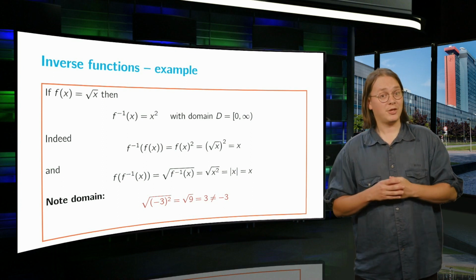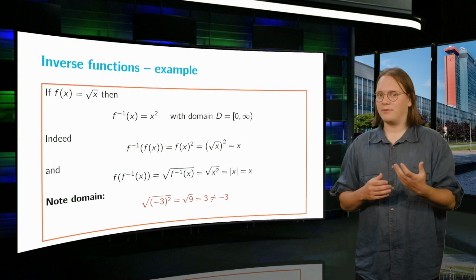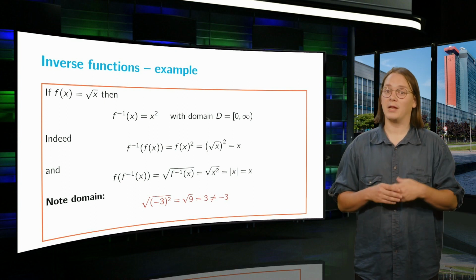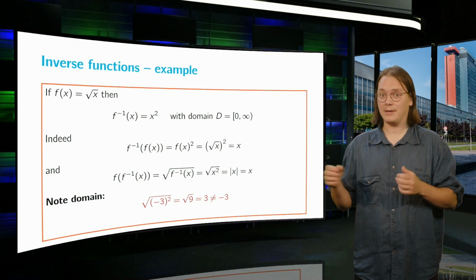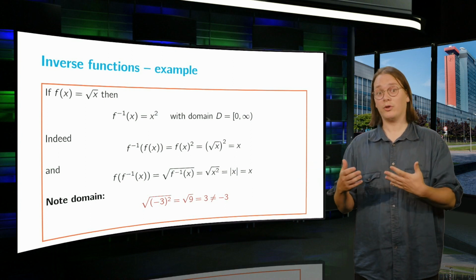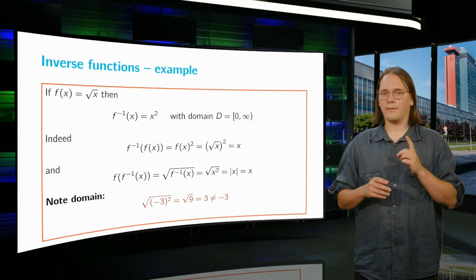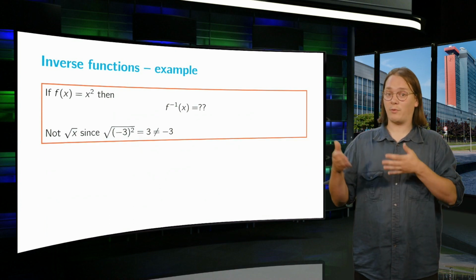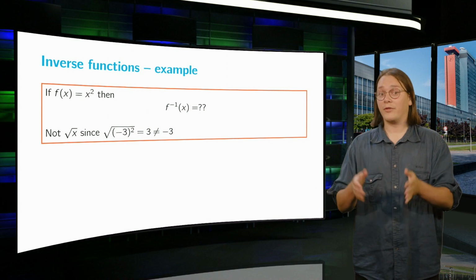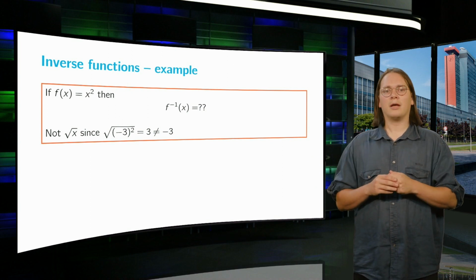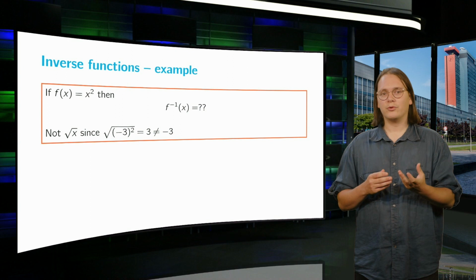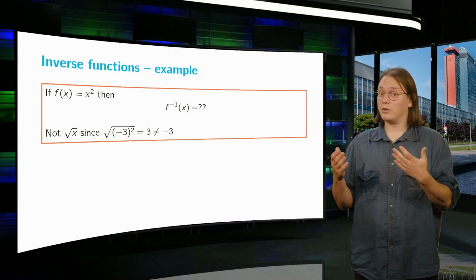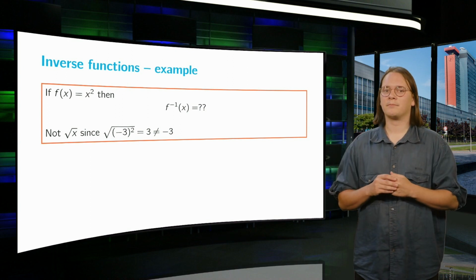This leads to an interesting question, however. Suppose we consider the function f given by the formula x squared on its maximal domain, i.e. all real numbers. Then we know that the square root is not its inverse, since the inverse of the square root is given by the square with a restricted domain. In particular, we showed that the square root of the square of -3 does not equal -3.